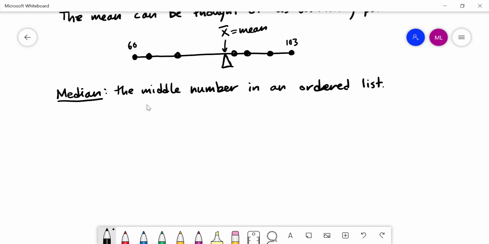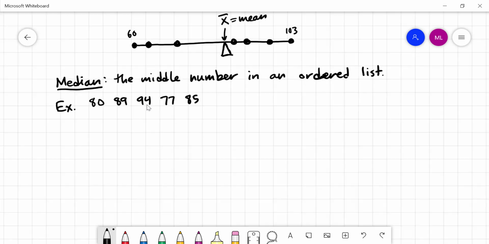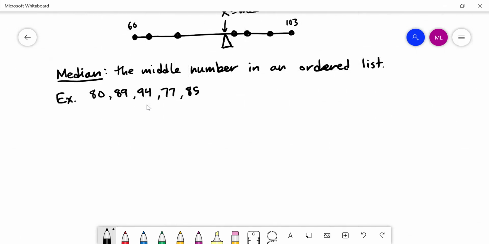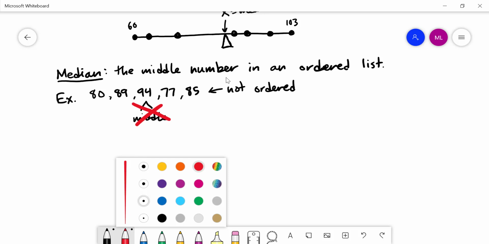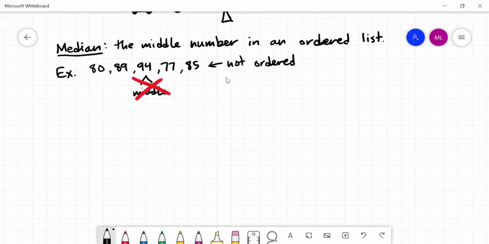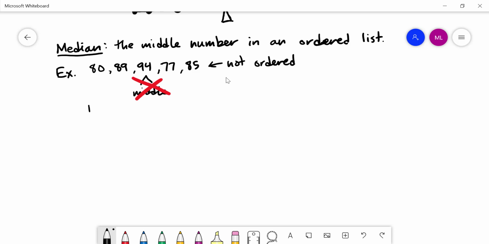If we go back to our example that we had a minute ago, the exam scores, the first one where the scores were 80, 89, 94, 77, and 85, to find the middle number, I can't just say, oh, here's the middle, and that must be our median, because this list is not ordered. We haven't sorted it, so this is the wrong answer. That's the wrong approach there. So how do we do this? The first step is to order the list.